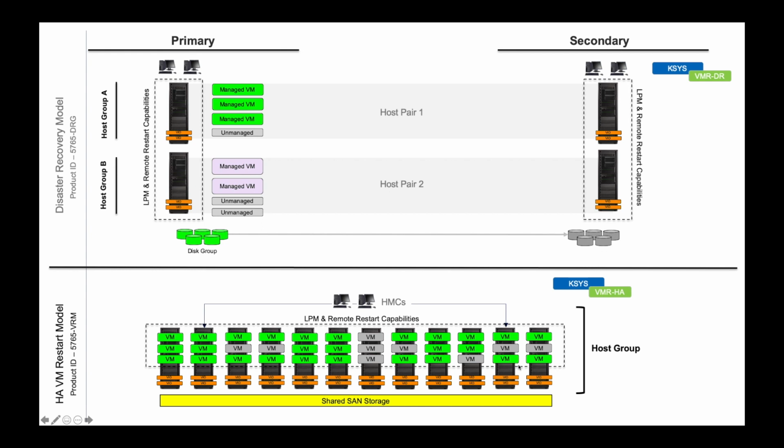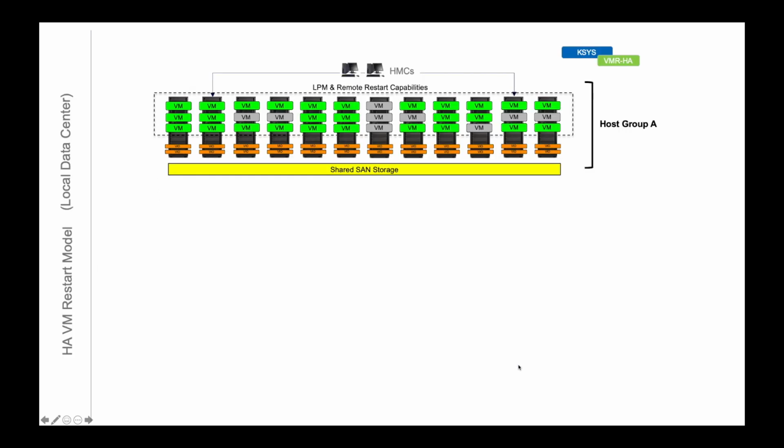I am not limited to strictly 12 systems in a KSYS configuration, so I might have multiple host groups. So you'll see that on the top I've got host group A, 12 systems.